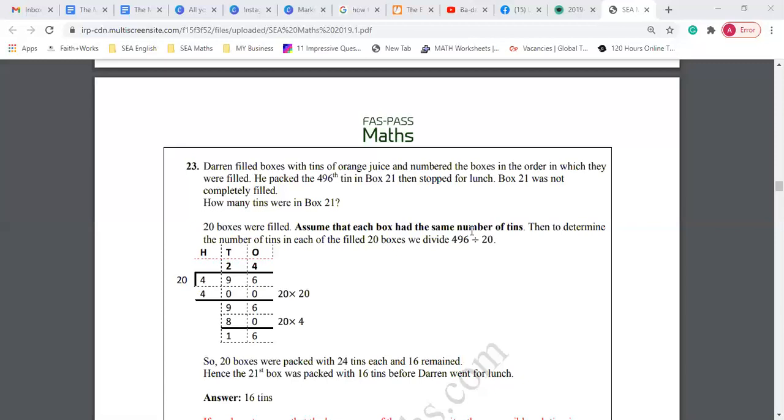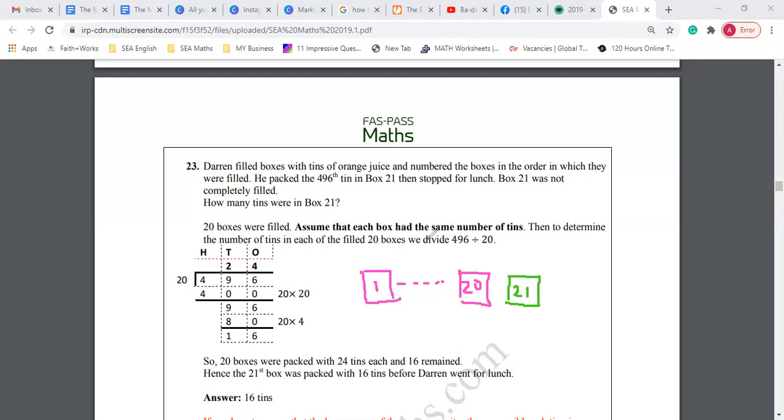So we'll be looking at the answer now. Like I said, from the little drawing we had from before, we had box number 1 all the way to 20. These are completely full. This box here is the box that is not full, and that's box 21. So we need to figure out how many tins are going to go in that box.